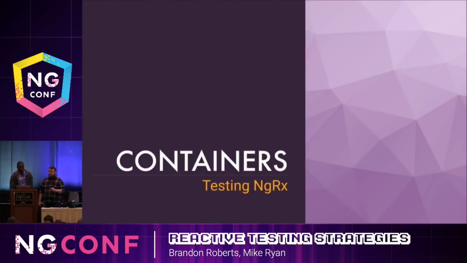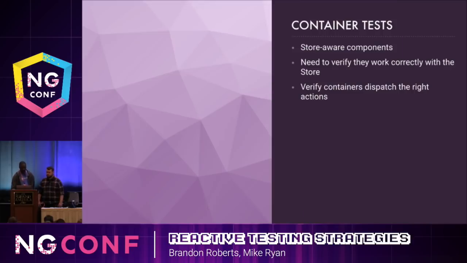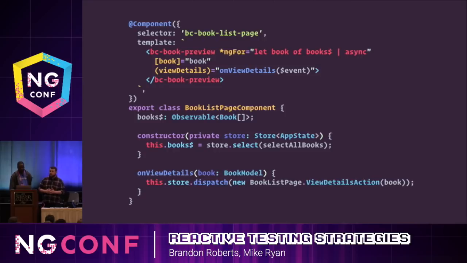So the last one we want to show is containers. We won't show any tests for this one, but we want to give you an overview of the strategies for them. Container tests are really just store-aware components, and we'll see how this is important in a moment. All we really need to make sure is that they work correctly with the store. We also need to make sure that they dispatch the right actions when handling an event. If we take a look at a common container component, we can see that it dispatches some actions, and it also selects state out of the store.